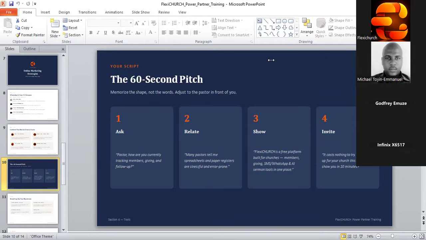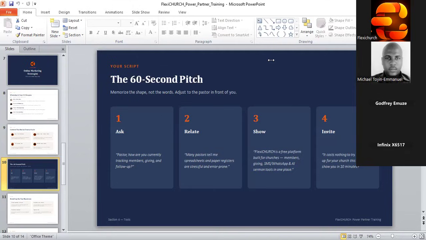Let me assure us that right after here, we'll drop the brochure, we'll drop links and whatever is needed on the group for everyone that needs it. Next week, Wednesday, is going to be the next meeting for Power Partners. We're going to be looking at other strategies that we can use to publicize Flexichurch and take it around the world. So we'll see you then.